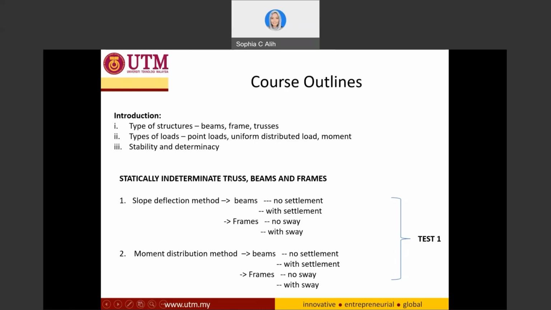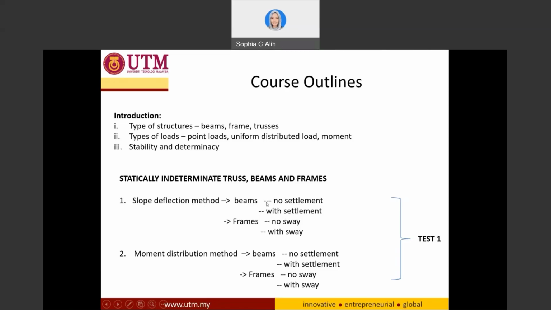As mentioned, in this course we are going to study different methods in order to analyze statically indeterminate truss, beams, and frame. We have different types of method that we can use to analyze this type of structure, and the first one is the slope deflection method. For this course, our syllabus will cover slope deflection method for beams and frame. For beams, we are going to look into two types of condition. The first one is when the beam has no settlement, and the second is when the beam has settlement.